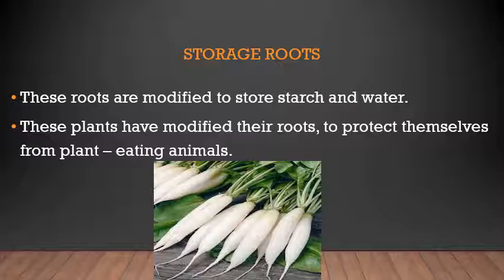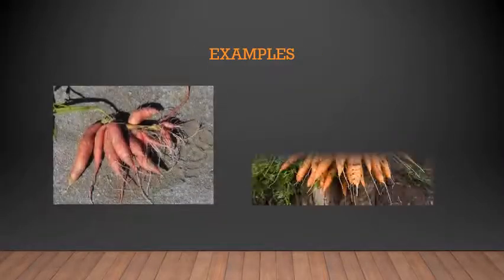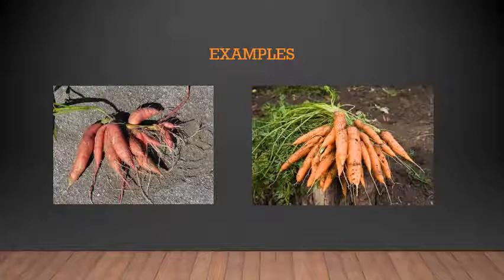Now, why they have modified their roots is to protect themselves from plant eating animals. It is difficult for some animals to dig under the ground and eat the plant. They store the food under the ground in their root system. Examples are sweet potatoes, carrots and radish, even beetroots. These are all examples for storage roots.